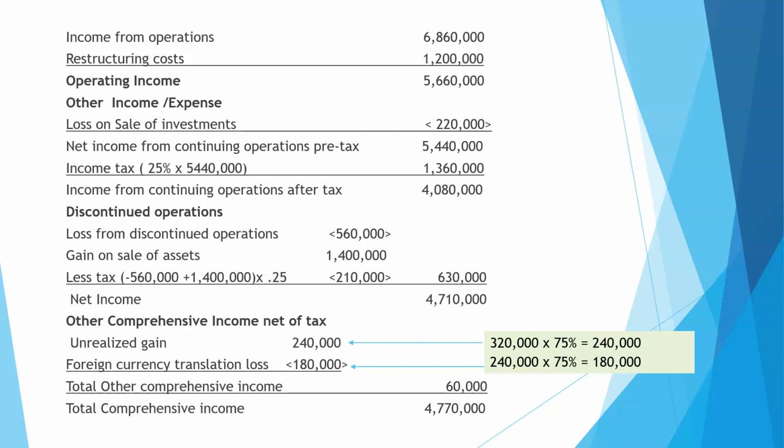Now, sometimes what companies do is they will show net income on one statement, and then they'll have a statement that follows that shows other comprehensive income and total comprehensive income. I think they do it because they want to look better. So that ends this presentation.